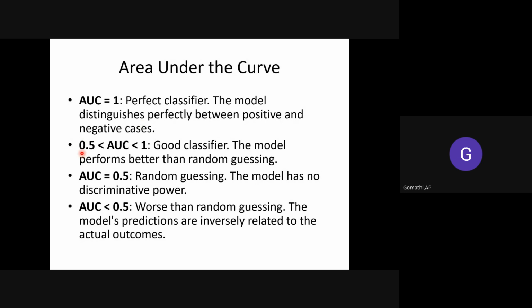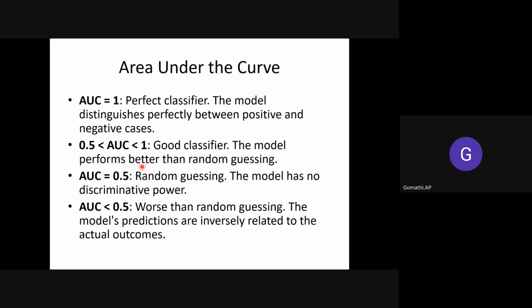If the value is between 0.5 and 1, it is a good classifier. We can divide the values into 4 types: the value is 1, between 0.5 and 1, equal to 0.5, and less than 0.5. If the value is 1, it is a perfect classifier. Next, if the value is between 0.5 and 1, it is a good classifier. That means the model performs better than random guessing.